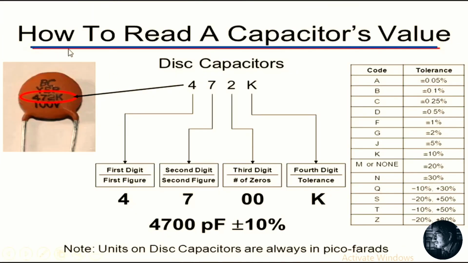How to read the value of a disc capacitor. See this, the number is 472K. The first and the second digit is to be written as it is. The third is the number of zeros as per the number. So here it is 472. So 2 zeros. That is 4700 pF. So the fourth digit is tolerance. Here we have the chart. All the values are given. So we have K and K is 10%. That is 4700 pF with 10% tolerance.